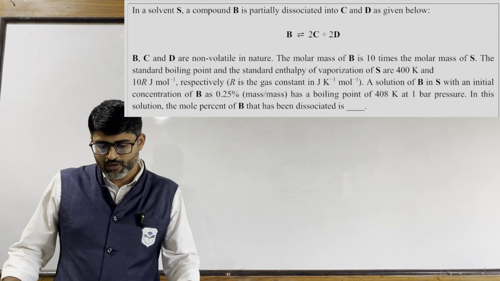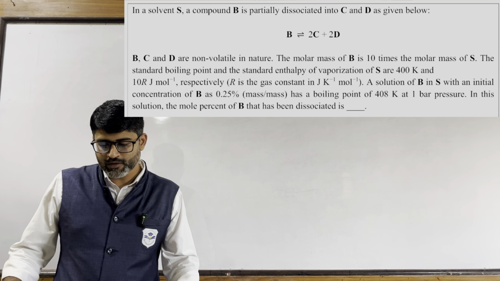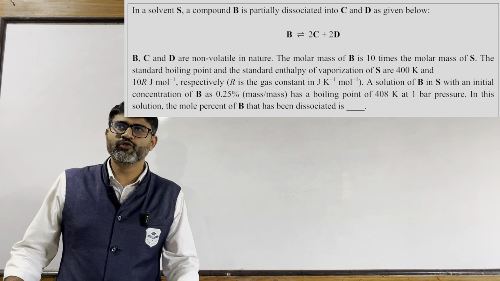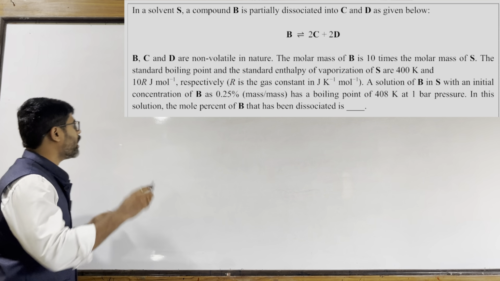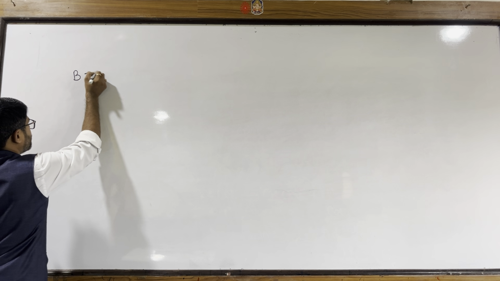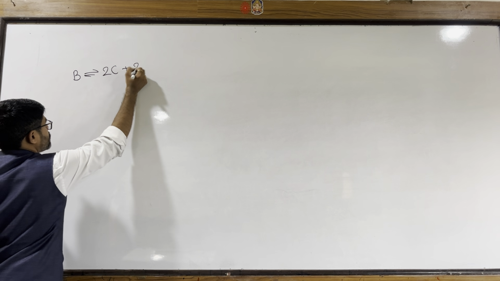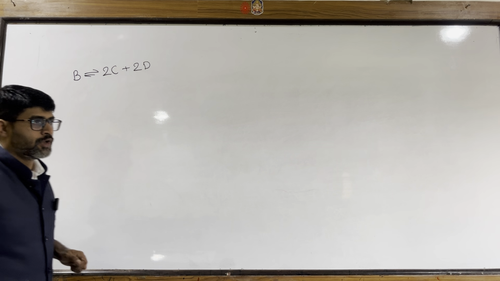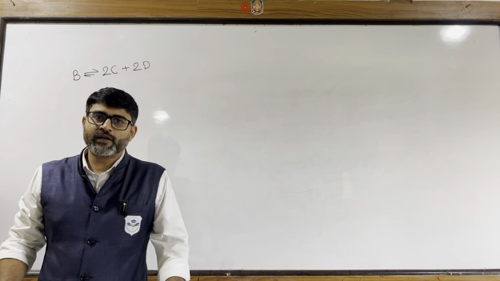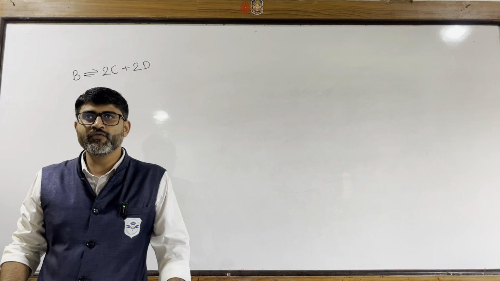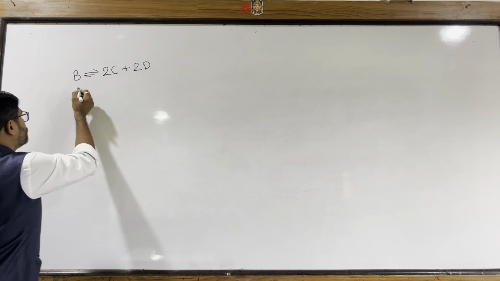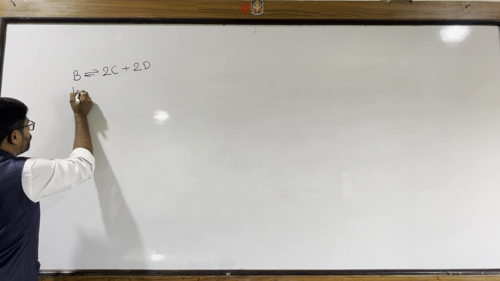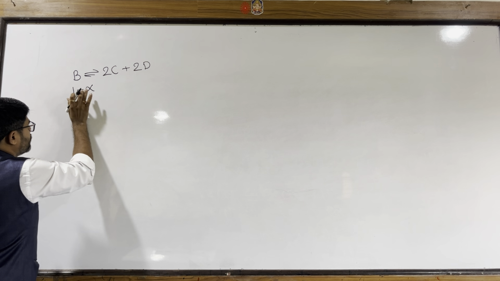In this solution, the mole percent of B that has been dissociated is, so we have to find what percentage of B is dissociated to give 2C and 2D. So we have the equation B giving 2C plus 2D. You have to find the percentage. If you find the Van't Hoff factor, then you can easily find the percentage dissociation.